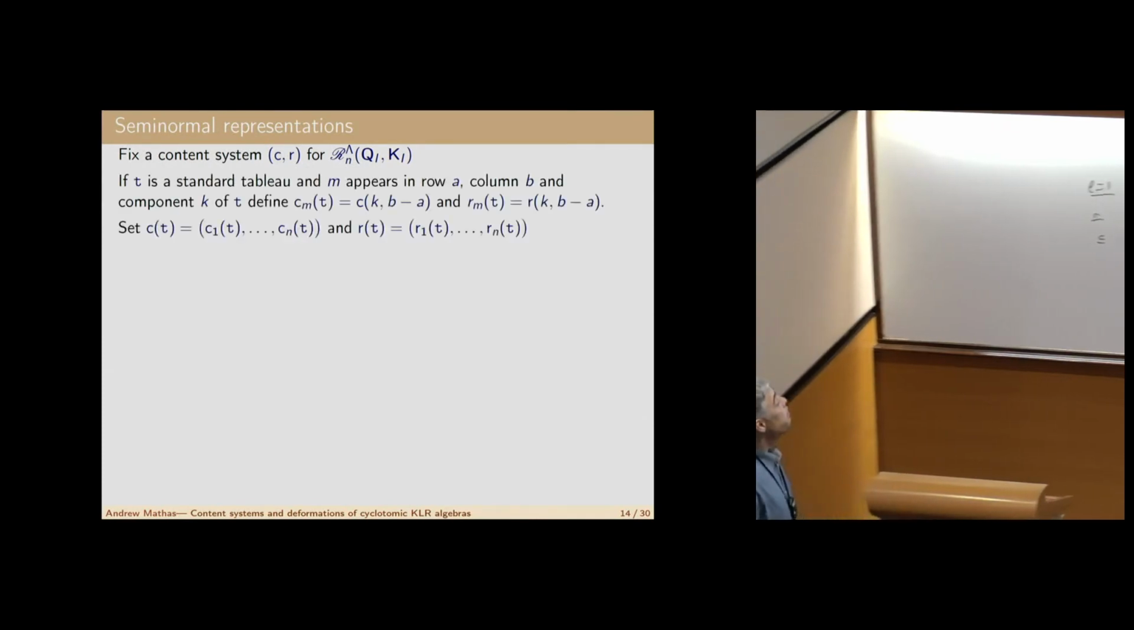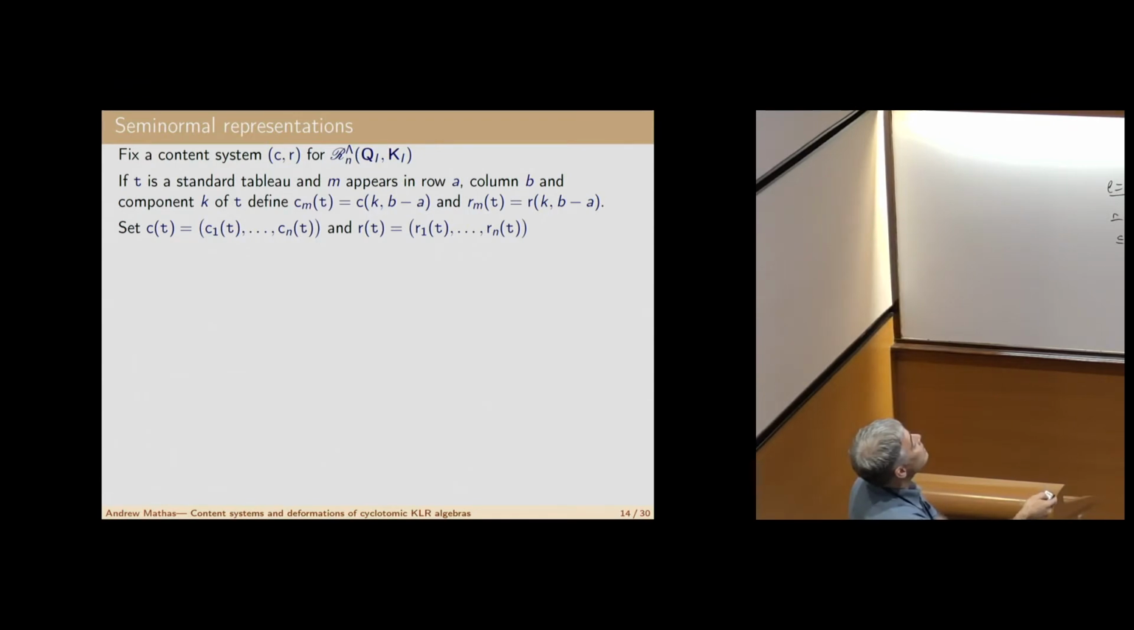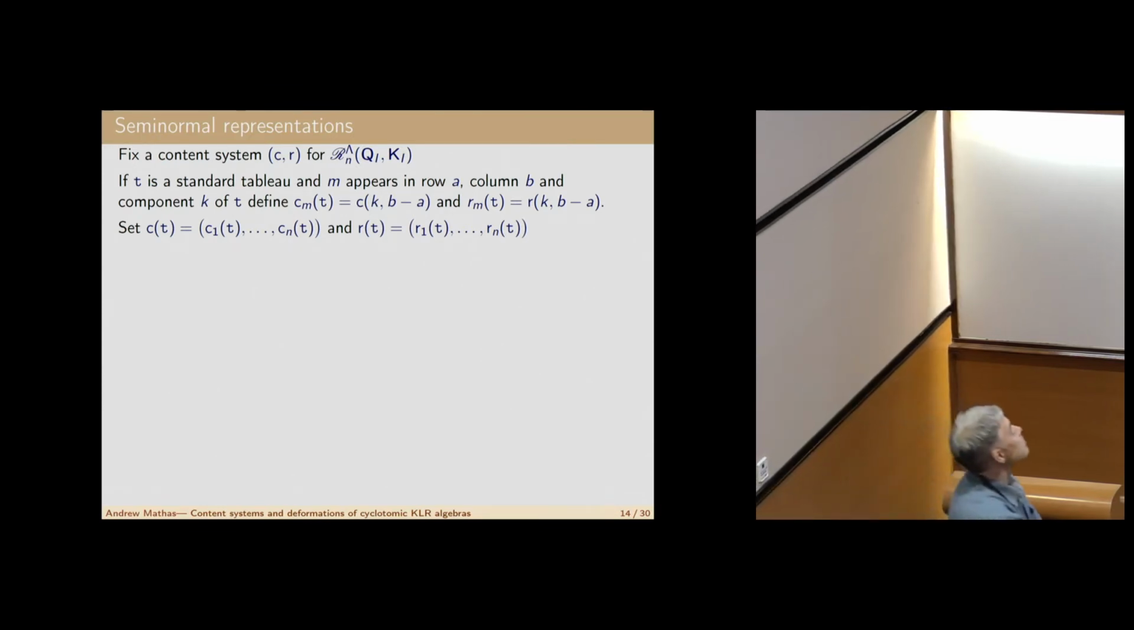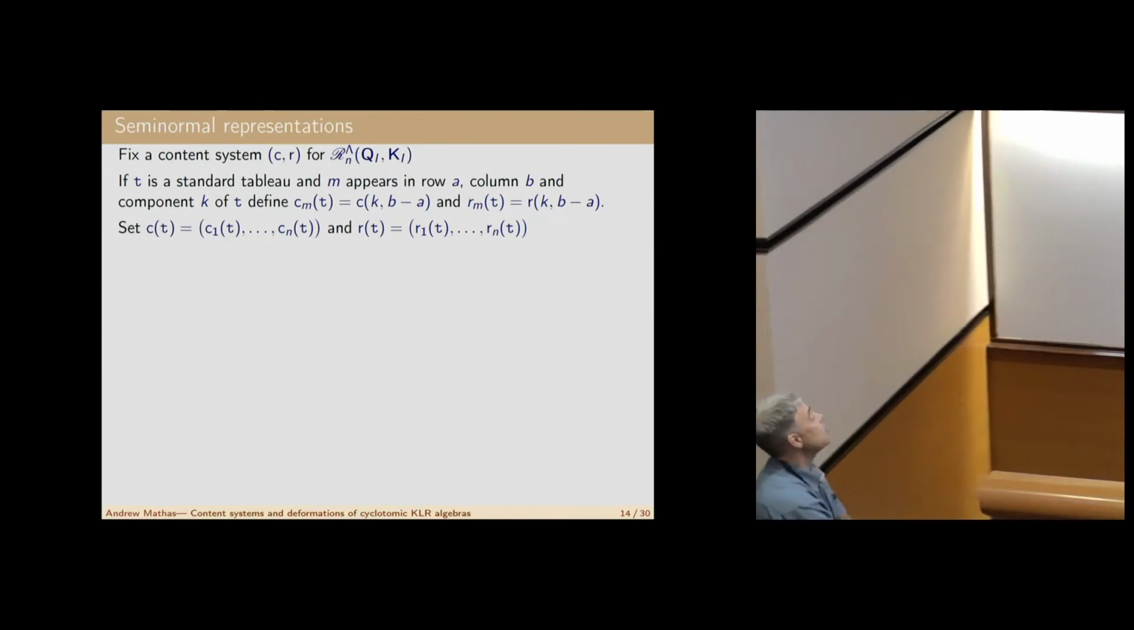So let's fix the content system. I need some notation, I guess. If I've got a lambda tableau, where lambda is now a multi-partition, then I can look at m. Say m appears in row a, column b, and component k of my tableau. I can simply define the content of m in t to be what I get by evaluating my content function at (k, b minus a). And similarly, the residue, I can evaluate my residue function at (k, b minus a). So b minus a was my normal content, and now I just plug it in as part of my data into these content and residue functions.